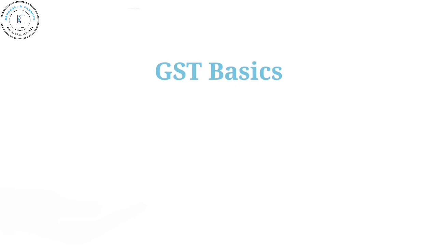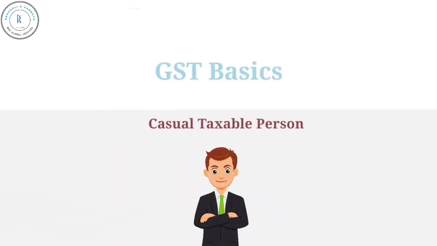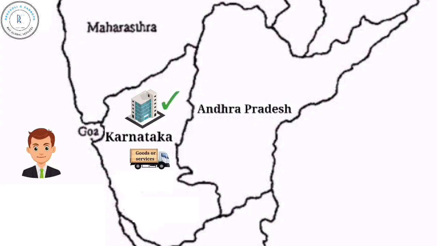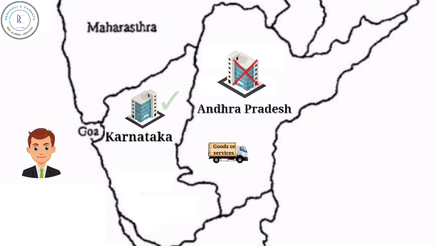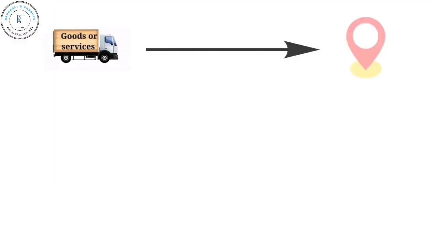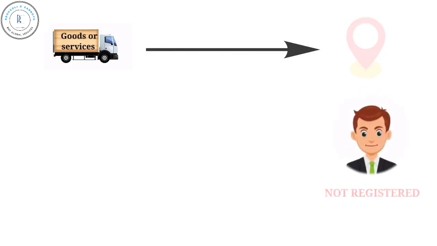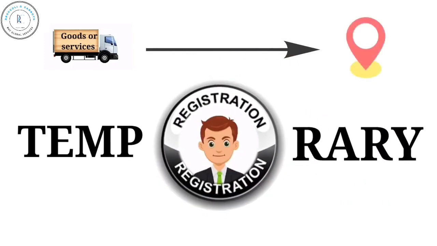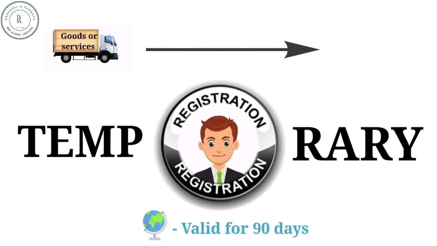Today, we shall be discussing the concept of casual taxable person. A person who supplies taxable goods or services occasionally in a taxable territory where he does not have a fixed place of business is known as a casual taxable person. In order to provide services or trade in goods at a place where one is not registered under GST, he has to obtain a temporary registration, which is valid for a maximum period of 90 days in the state from where he seeks to supply as a CTP.